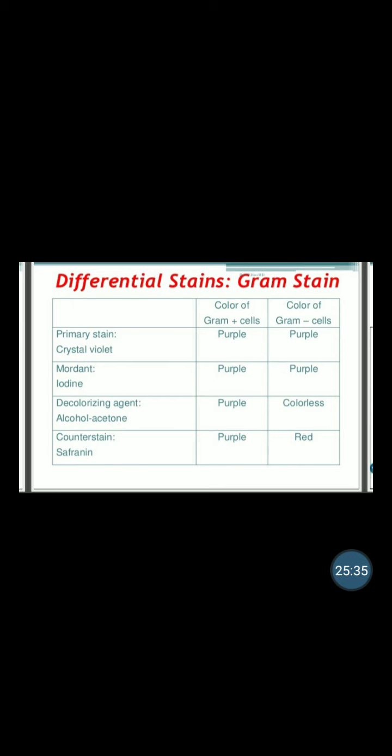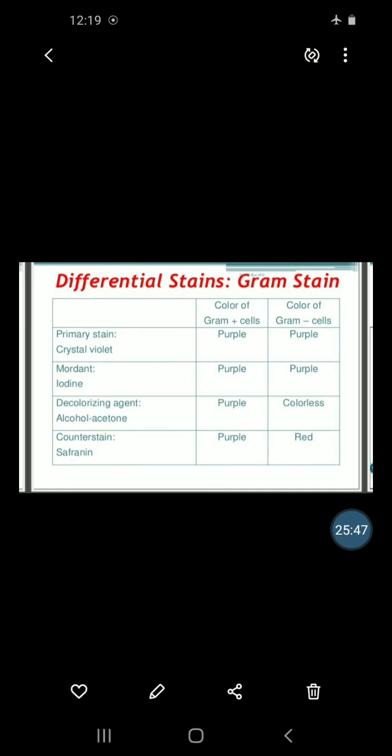Then the third step, that is the decolorizing agent. In that, we use alcohol and acetone. Keep in mind, the color of the Gram positive cell is purple, and the color of the Gram negative cell is colorless. Keep in mind the difference. And last, the counter stain safranin. The color of the Gram positive cell is purple, and the color of the Gram negative cell is red.